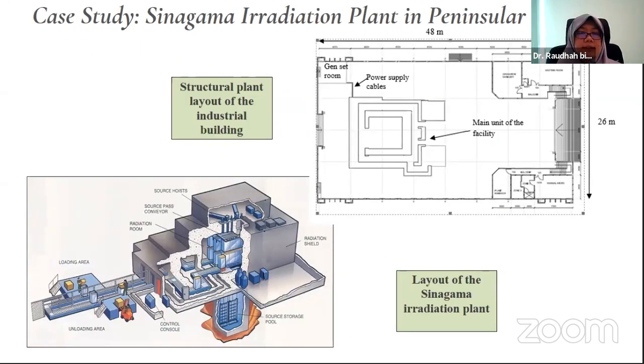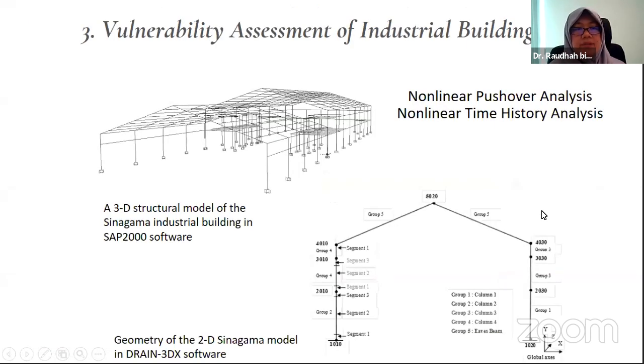This is roughly the figure of the site of the industry, and this is just a diagram of it. On the right-hand side is the layout of the industrial building. The main facility is located in the vast, big free area here, and the front part is just the office rooms.